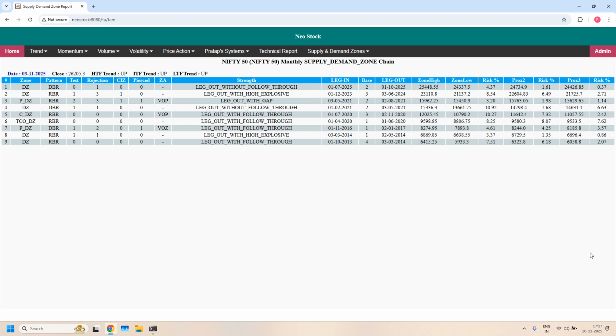In any supply demand zone chain report, always look into the zone column to find the high liquidity zones. Look into the pierced column to find the pierced zones, and always look into the LTF trend to find the trend of the current time frame you have selected. You already learned one time frame higher is ITF and one more time frame higher is HTF. And remember these points for all the supply demand zone chain reports.